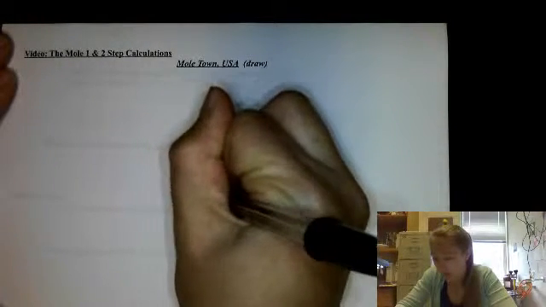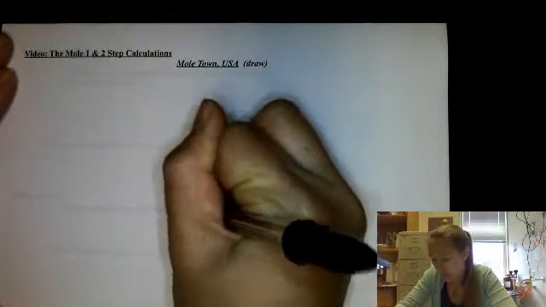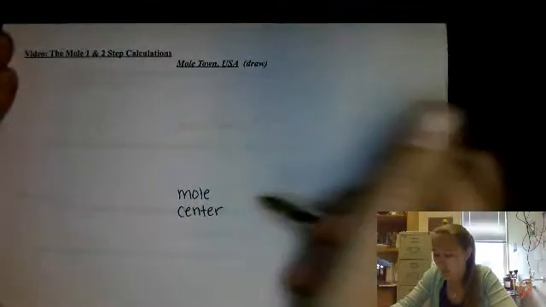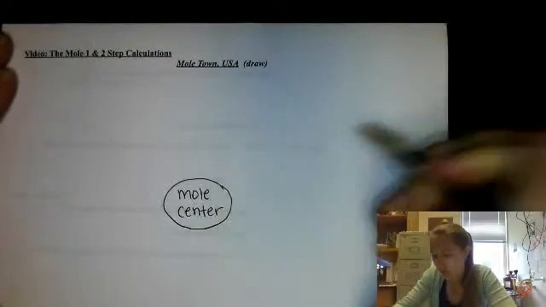This video is on 1 and 2 step mole calculations. So the first thing you should learn about moles is we have a mole conversion and we use something called mole town. In the center of mole town is the mole center. From mole center we can convert to 3 different things. We can convert to mass by having our moles travel to the mass mole.